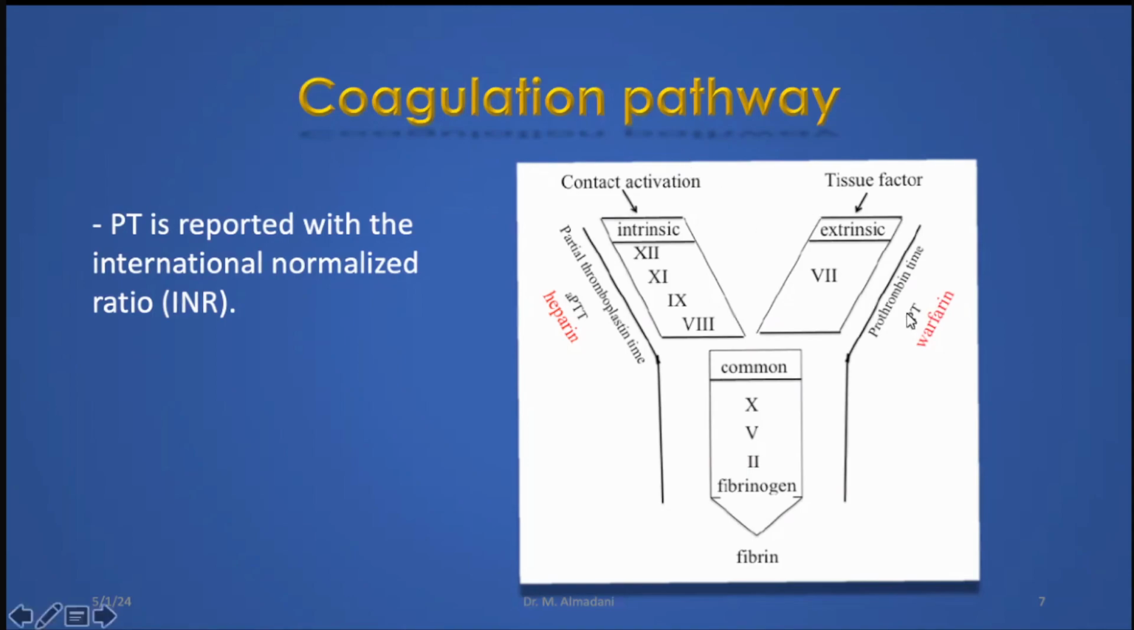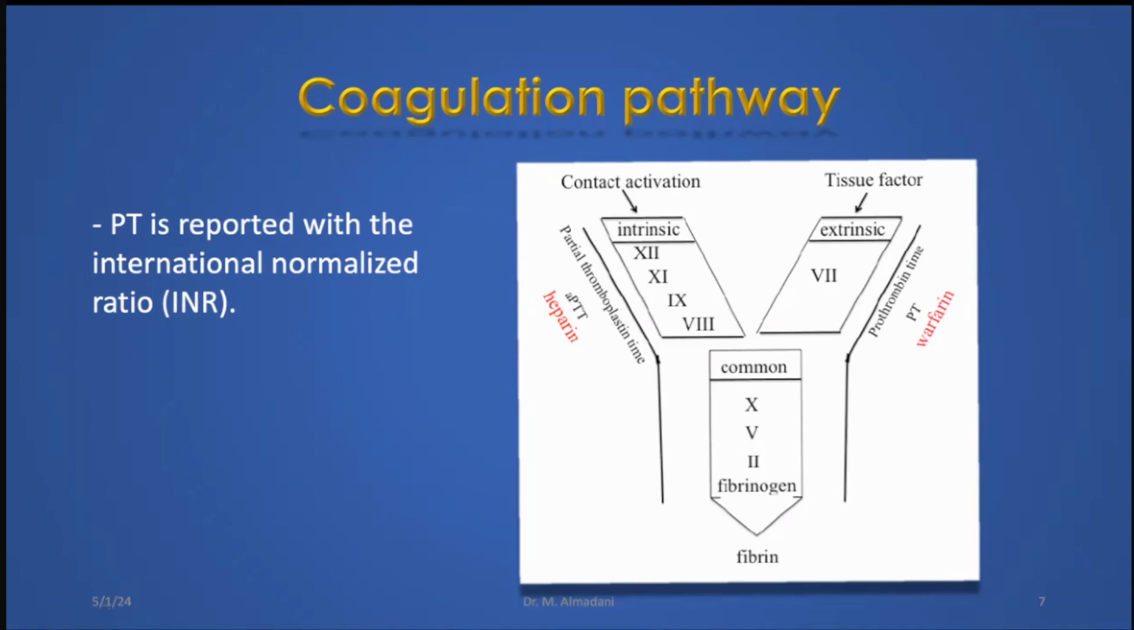Once you order the coagulation profile, what does it include? It includes aPTT, PT, and INR, all of them, whenever you order the coagulation profile. So why do we need to measure the aPTT? To check the intrinsic pathway. Why measure the PT? To monitor the extrinsic pathway.